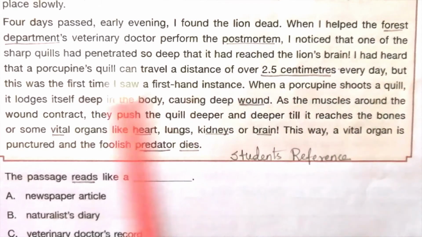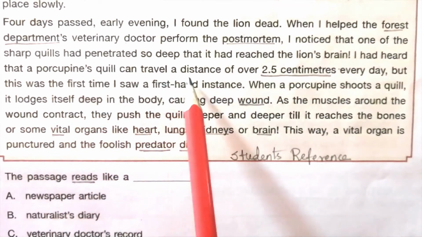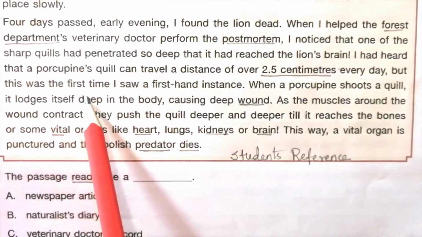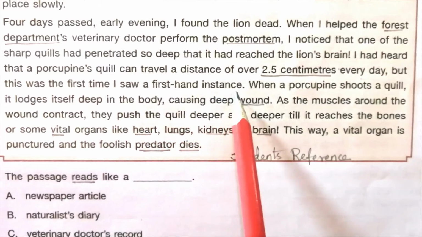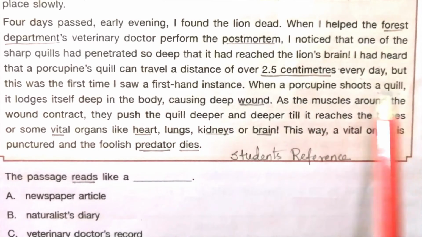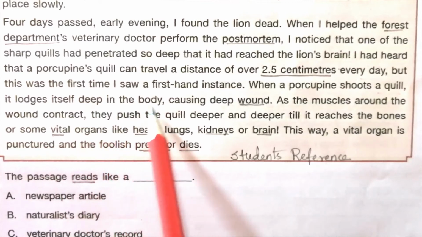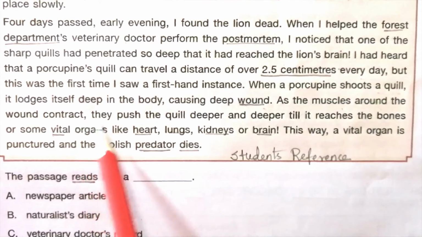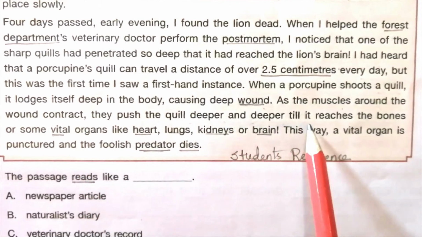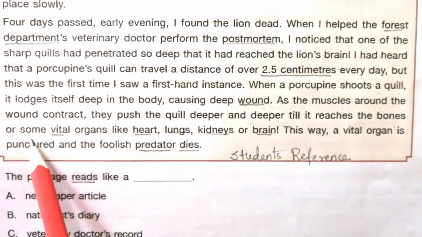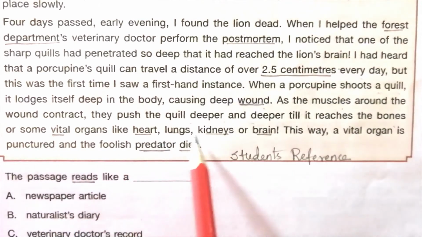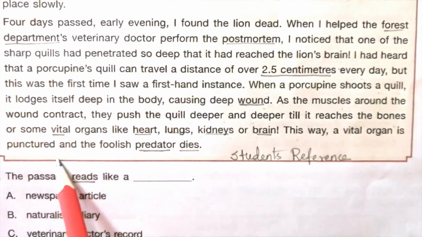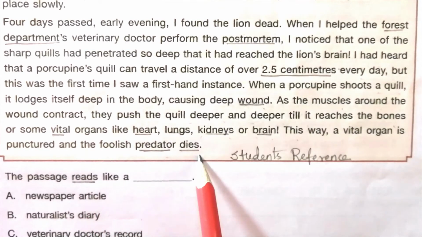I had heard that a porcupine's quill can travel a distance of over 2.5 centimeters every day, but this was the first time I saw a first-hand instance. When a porcupine shoots a quill, it lodges itself deep in the body, causing a deep wound. As the muscles around the wound contract, they push the quill deeper and deeper till it reaches the bones or some vital organs like heart, lungs, kidneys, or brain. This way, a vital organ is punctured and the foolish predator dies.